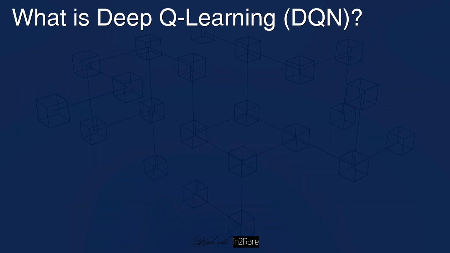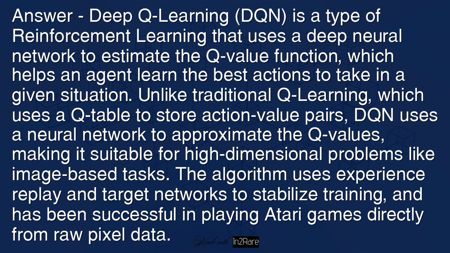What is deep Q learning (DQN)? Answer: deep Q learning (DQN) is a type of reinforcement learning that uses a deep neural network to estimate the Q value function, which helps an agent learn the best actions to take in a given situation. Unlike traditional Q learning, which uses a Q table to store action value pairs, DQN uses a neural network to approximate the Q values, making it suitable for high-dimensional problems like image-based tasks. The algorithm uses experience replay and target networks to stabilize training, and has been successful in playing Atari games directly from raw pixel data.